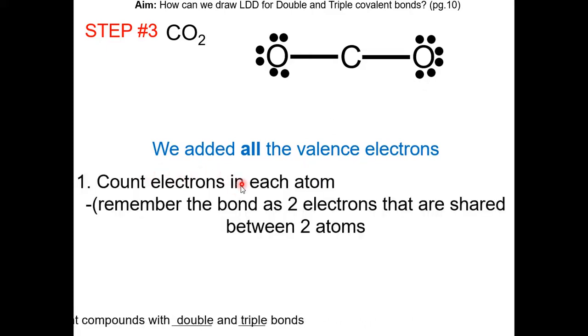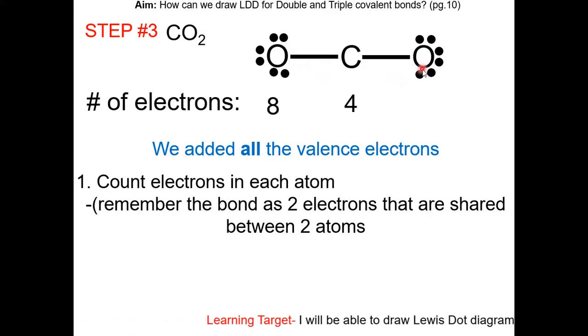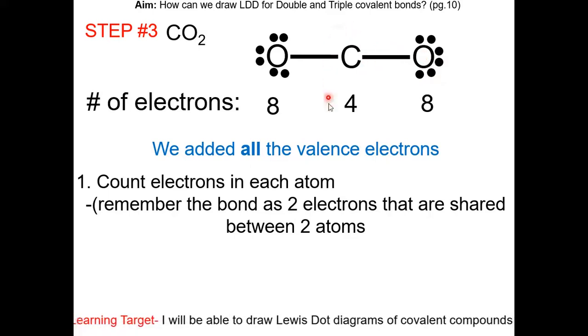Now we have to count the electrons in each atom to make sure that each atom has fulfilled the octet rule. So let's count for this oxygen. 1, 2, 3, 4, 5, 6, and is sharing 2. So the total is 8. This carbon is sharing 1, 2, 3, 4. And this oxygen has 1, 2, 3, 4, 5, 6, and is sharing 2. So that's 8. Notice that this carbon has not fulfilled the octet rule.